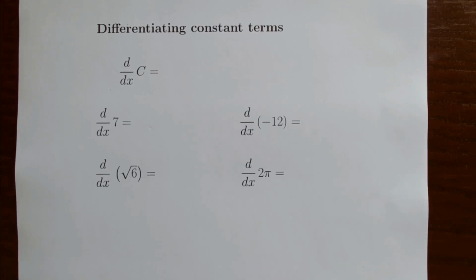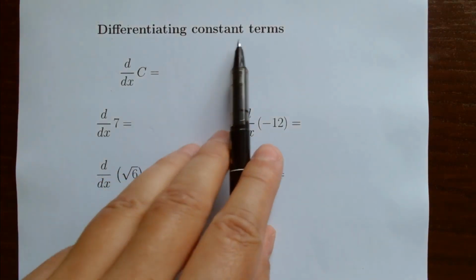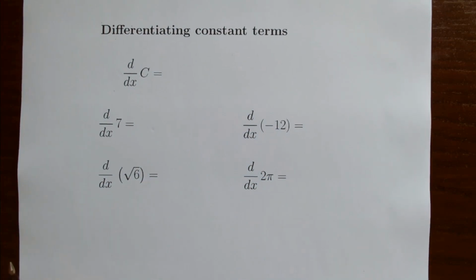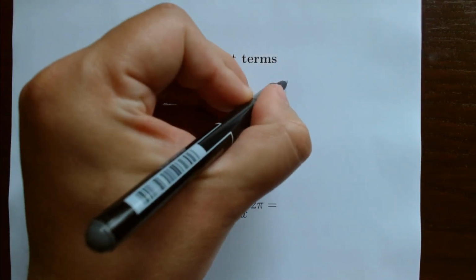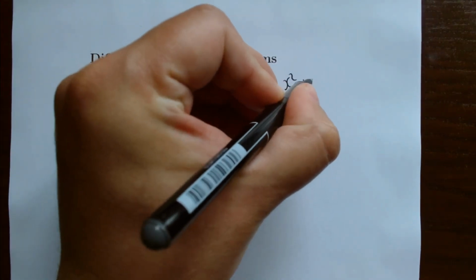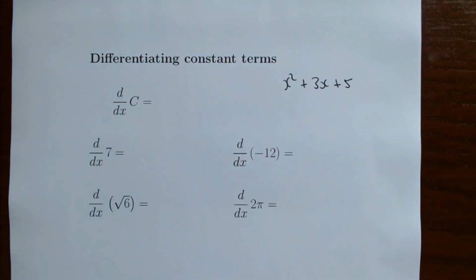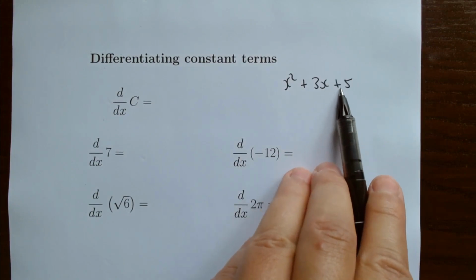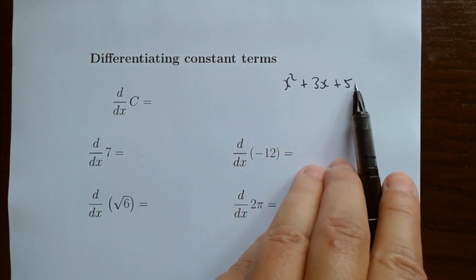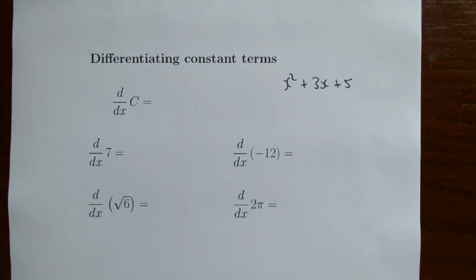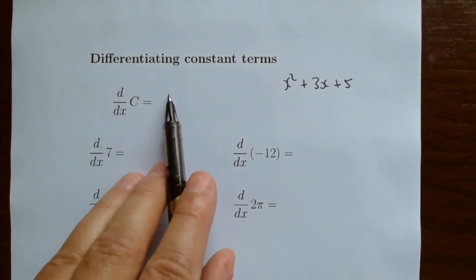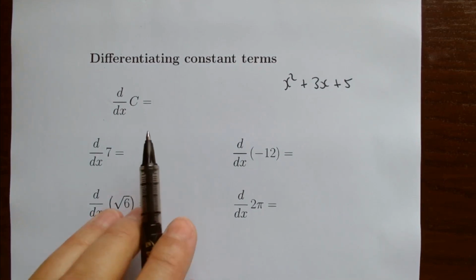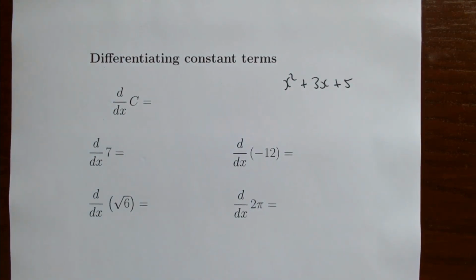Okay, next we're going to differentiate the constant term in a polynomial. So if I was to do a polynomial again, the constant term is the term that doesn't have an x. So that plus 5 is the constant term. It's also called the number term. And the rule is when you differentiate, it just becomes 0. But let me just show why it becomes 0.